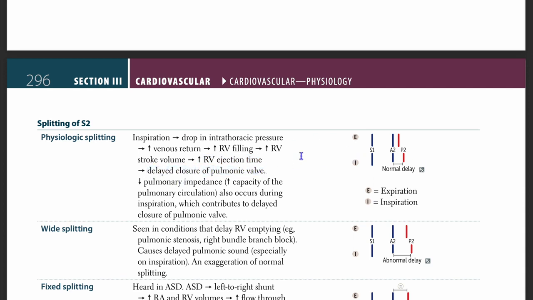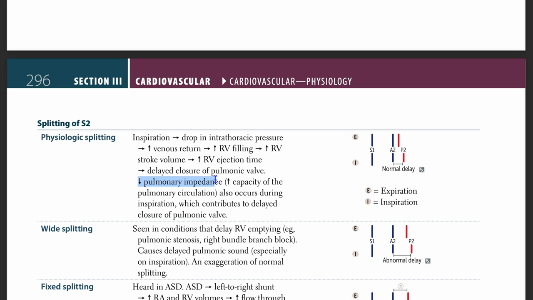On the other side, the aortic valve has already closed, right? So that's the difference. Between the sound of closing of the aortic valve and the pulmonary valve, there's a small amount of time. So that's the sound that they're talking about. That's called splitting, physiological splitting.